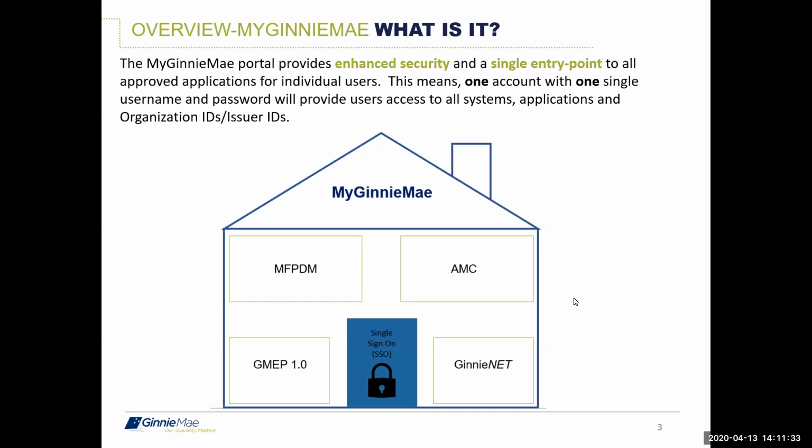So all the rooms that you have access to, you will have access to once you walk through that front door. You don't need to get in and then unlock the door of each application. So you don't have the need to enter a username and password when you get to GMAP 1.0 or when you get to GinnieNet, because you've authenticated at the front door and provided all your credentials there. And so then you are free to move around and access those systems without having to enter additional credentials.